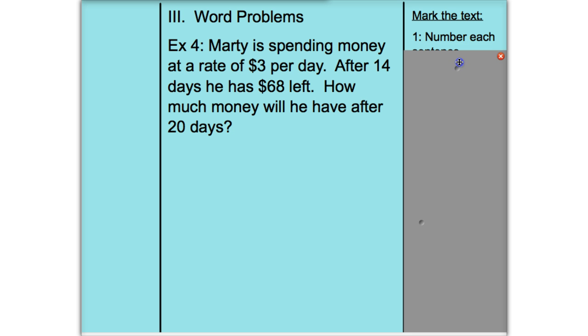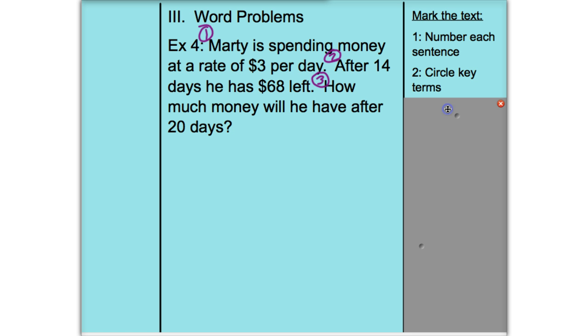One method to help you with figuring out all of the information given in a word problem is to mark the text. Hopefully you are familiar with marking the text from some of your other classes. It's slightly different when you're marking a math word problem, so we'll go through that process a couple of times. First, number each sentence. So I'm going to start by numbering each sentence so that when I talk to you about, in this sentence I see this information, we're all talking about the same sentence. So of course, first sentence is Marty is spending money, second sentence, and third sentence.